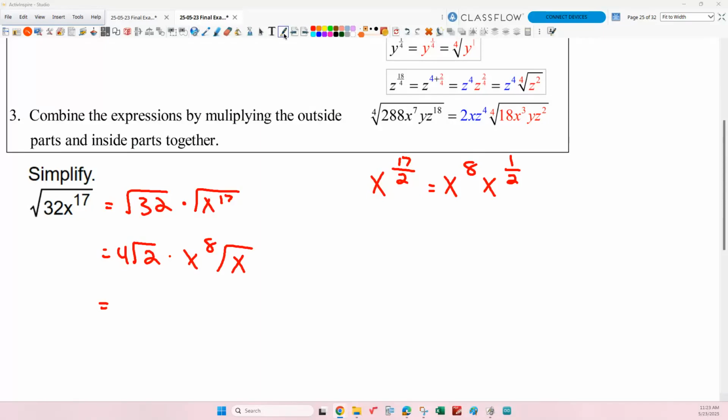So what's going to be on the outside? 4x to the 8th. And what about the inside? 2x. We doing okay? Perfect.